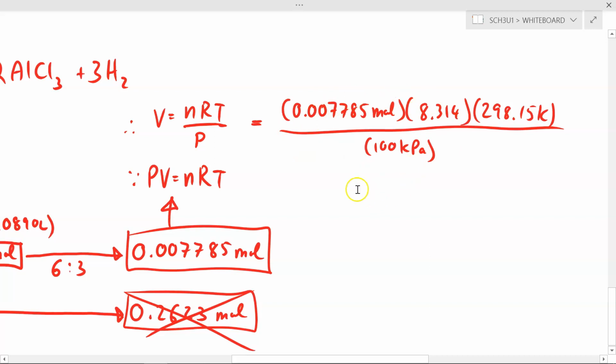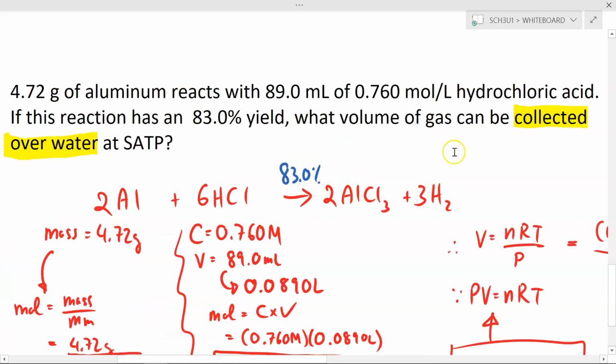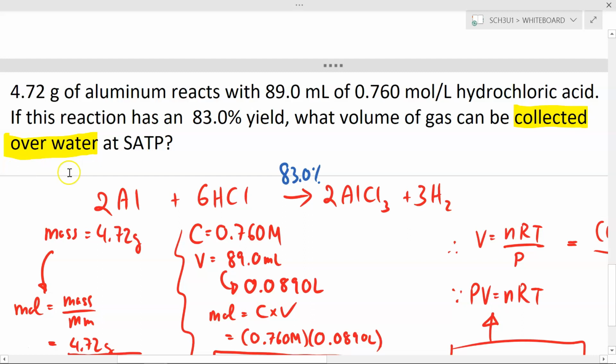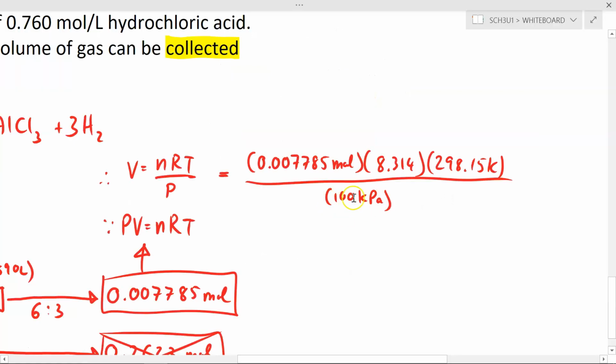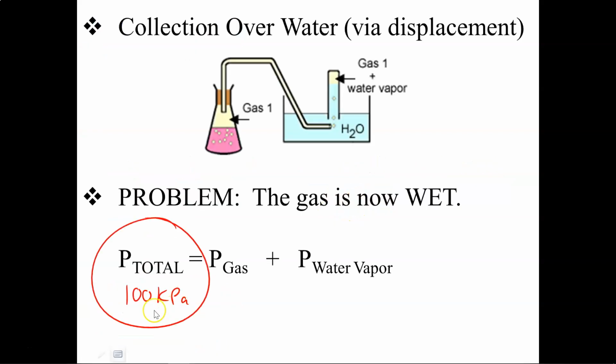But there's a problem. If you read the question carefully, it says collected over water, which means I don't just have hydrogen gas inside, there's also water vapor inside as well. So this pressure of 100 kilopascals is false. It is an overestimate. This 100 kilopascals is not just my gas, there's water inside. I need to get rid of this water.